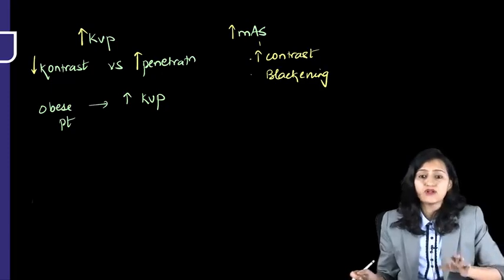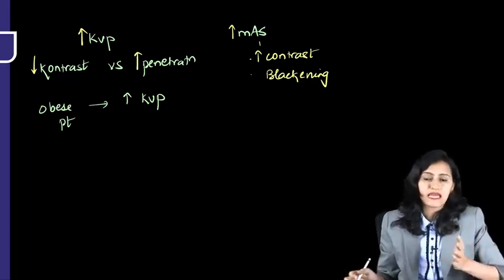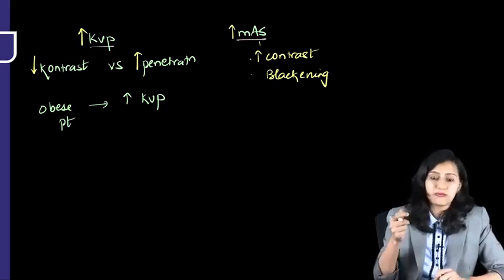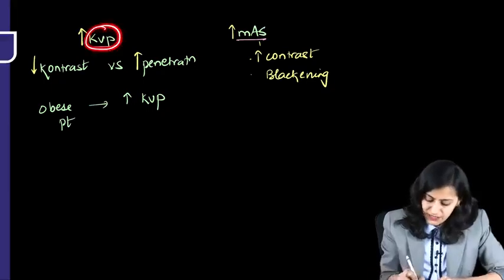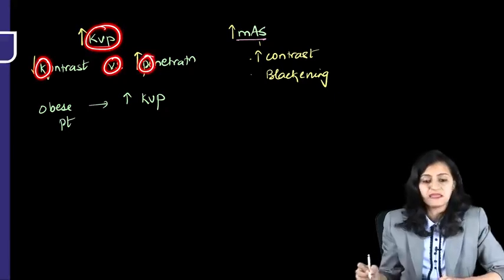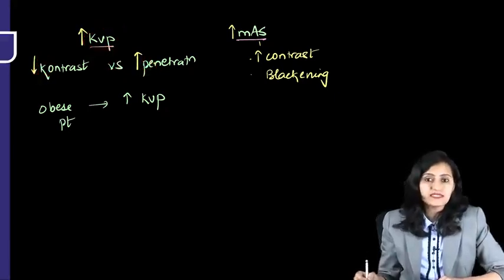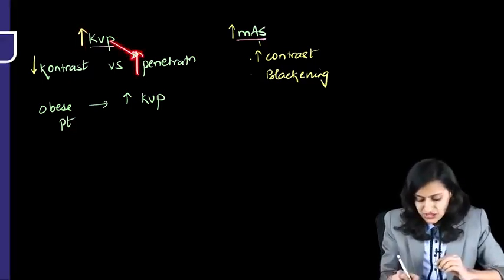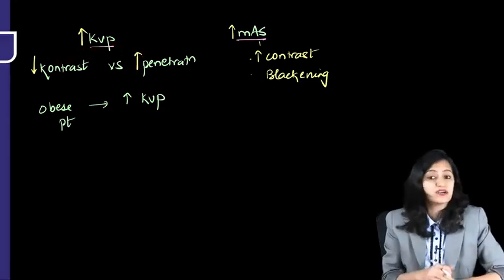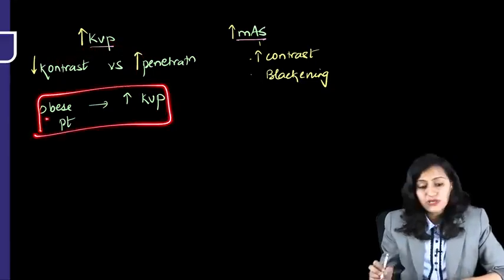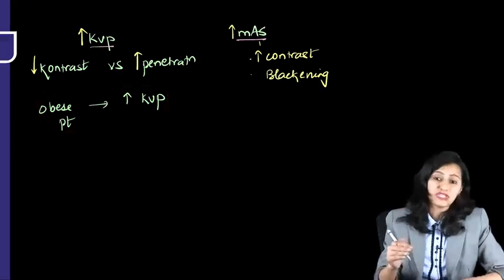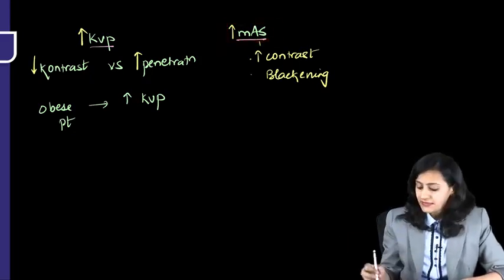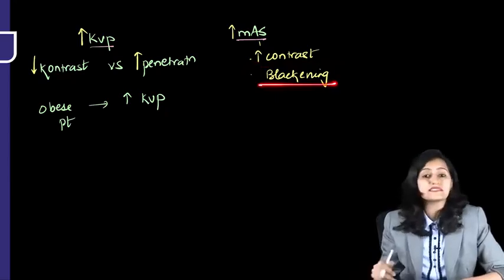Now, in X-ray, also remember the concept of kVp and MAS. kVp, kilovoltage peak, and milliampere second. So when you increase the kVp, the trick to remember that is kVp stands for contrast versus penetration. Increase in kVp increases the penetration, but, it is versus, it decreases the contrast. So that's why in an obese patient, we need to increase the kVp for more penetration, but that will decrease the contrast. On the other hand, when we increase the MAS, that increases the contrast and it causes more blackening in the X-ray film.